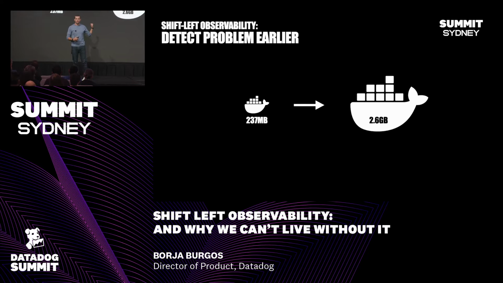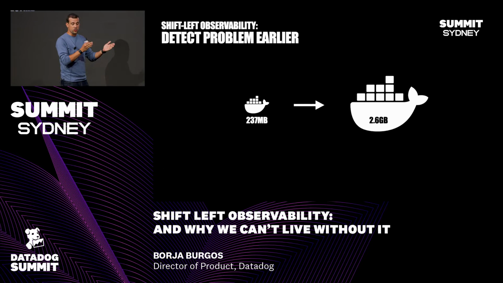We had our developer notified within 3 seconds of that change happening because we were able to detect and understand the trend of our historical sizes of this container image for this specific application. Now, these are 2 small examples of how you can use CI visibility or observability or shift-left observability, however you want to call this, to detect problems earlier.